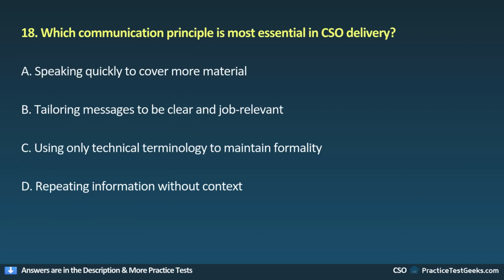18. Which communication principle is most essential in CSO delivery? A. Speaking quickly to cover more material. B. Tailoring messages to be clear and job relevant. C. Using only technical terminology to maintain formality. D. Repeating information without context.